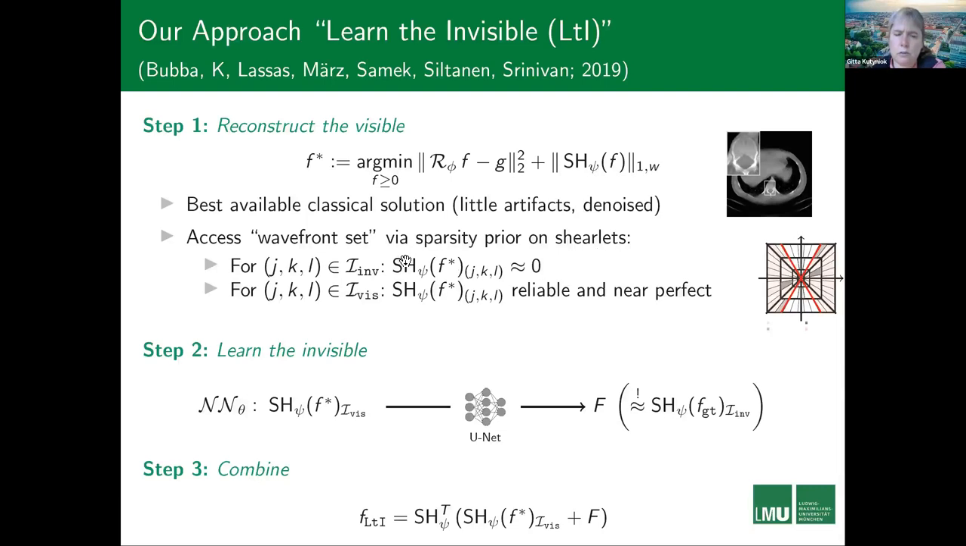And now we train a neural network for doing that, so from these reliable ones to learn the invisible ones. We train it on the ground truth. That way we also can fill these coefficients correctly with this F. Then we need to go back to the image domain, and that gives us the reconstruction.